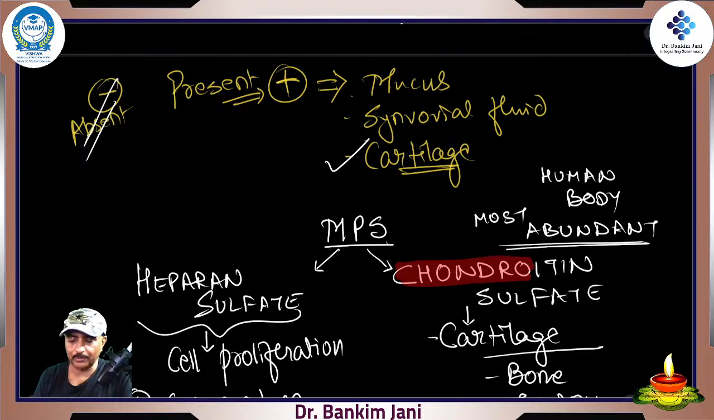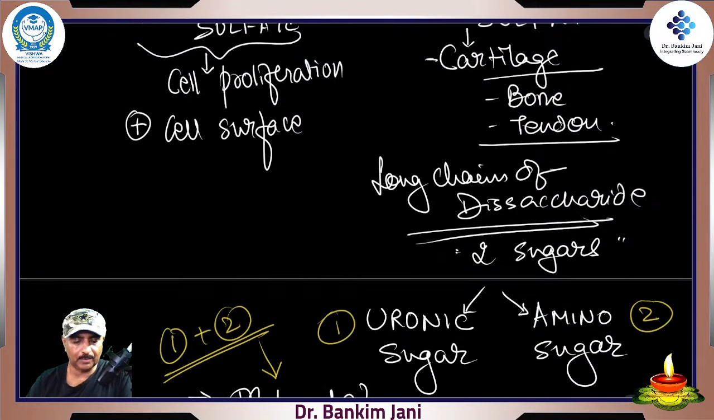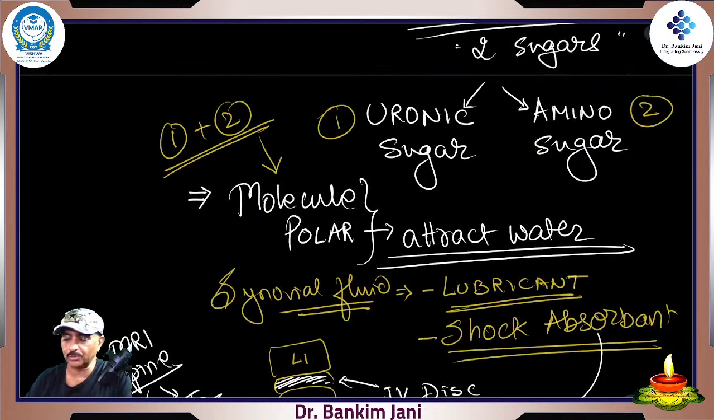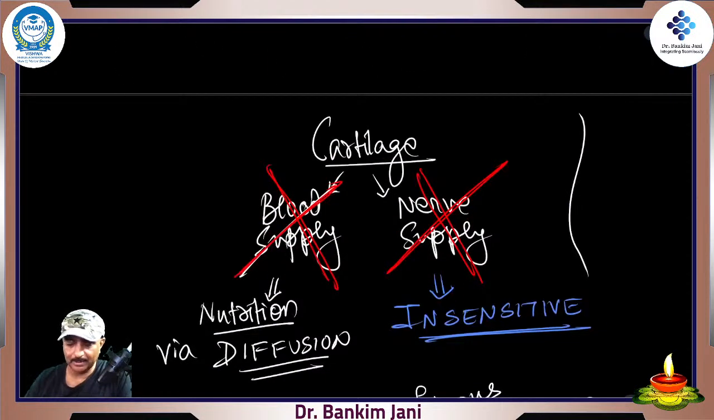They are present in mucus, synovial fluid, and the cartilage, right? Cartilage in which we are most interested. Going into slightly more detail on mucopolysaccharide, there is chondroitin sulfate, which is most abundant in the human body, present in cartilage, bone, and tendon, and these are long chains of disaccharide, two sugars. Over here, heparan sulfate, that is for cell proliferation and is on the cell surface. Both are uronic and amino sugars, right? And they form a molecular pair which attracts water, and that is what makes them a good component for synovial fluid, for lubrication and shock absorption. Nucleus pulposus, what we talked about, bears the shock between two vertebrae.